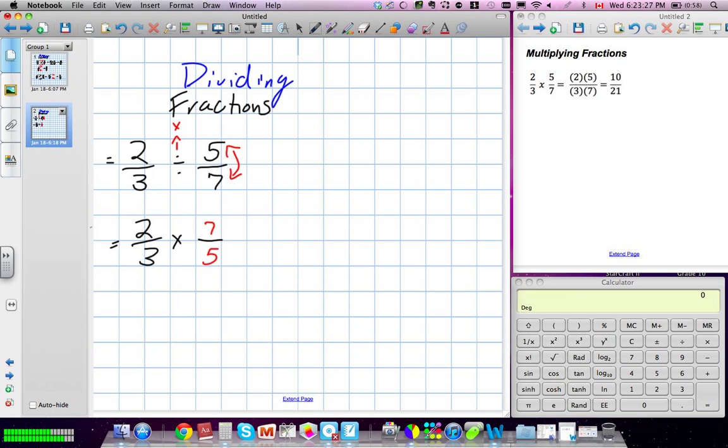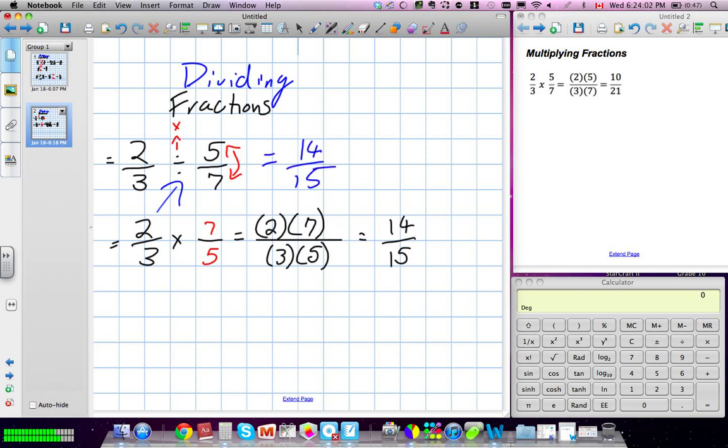With our multiplication questions, we already know the rules. We already learned them, right? I only multiply the top numbers by each other and the bottom numbers by each other. So we'll end up doing 2 times 7 and 3 times 5. So we're going to get 14 over 15. So the answer to this, 2 over 3 divided by 5 over 7, is 14 over 15. Okay, I'll write it right here for you. So put the answer there.